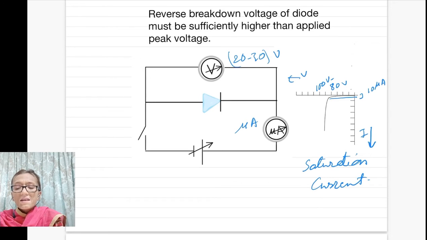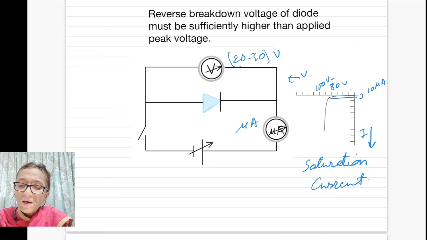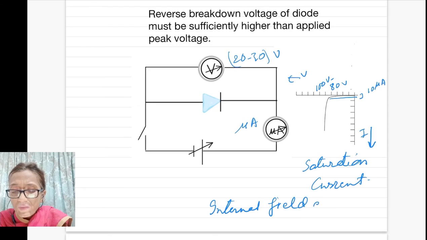And after 80 volt, suddenly with a small change in voltage, the current increases to this high value. The current becomes this much. This current, which is very high, is due to internal field emission. This phenomenon is called internal field emission.